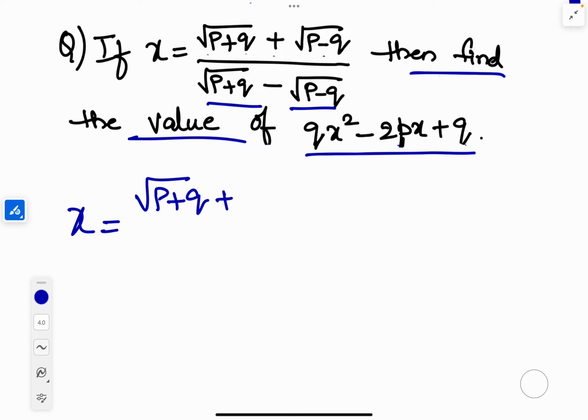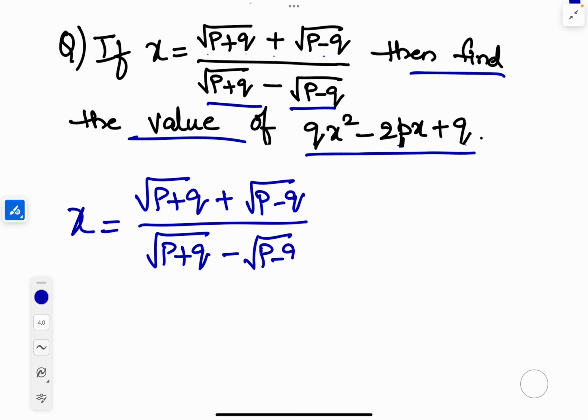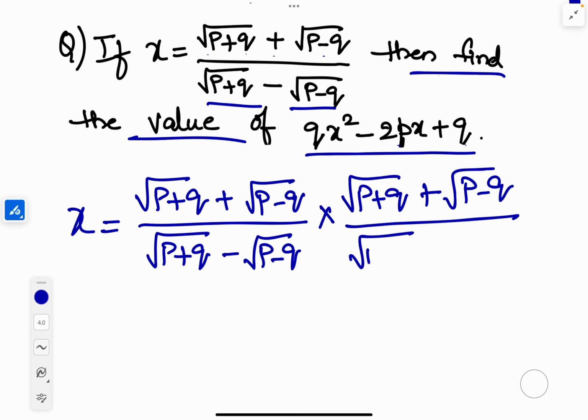Children, always try to rationalize. Start with rationalizing the sum, okay, whatever is given. So what is the rationalizing factor here? It is square root of p plus q plus square root of p minus q, and use this rationalizing factor to multiply numerator and denominator, okay.